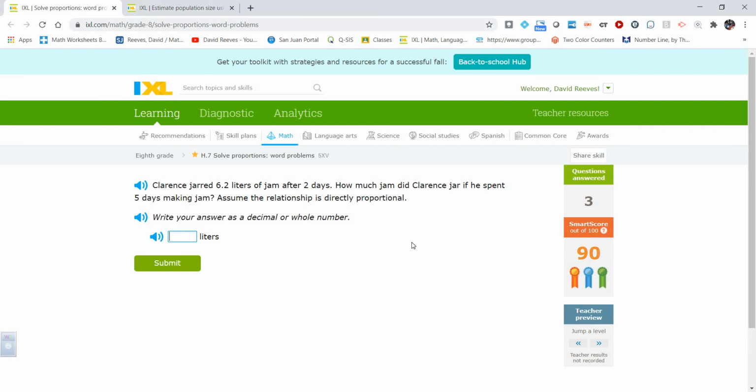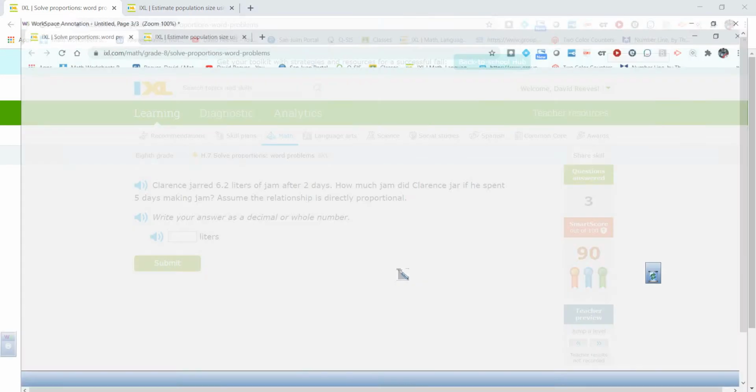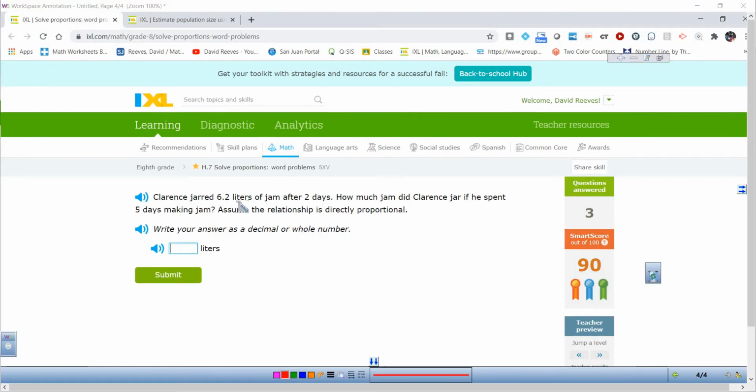Alrighty. Here we go. We are in the challenge zone, and I'm having a challenge right now just getting through these problems. Clarence jarred 6.2 liters of jam after 2 days. How much jam did Clarence jar if he spent 5 days making jam? All right, so here we go. There is our 6.2, 2 days. There's our 5 days. And how much in this case instead of how many? That's our X, right? So there's our 4 things that we have.